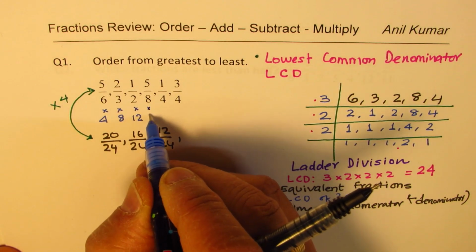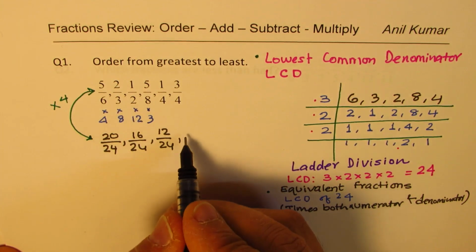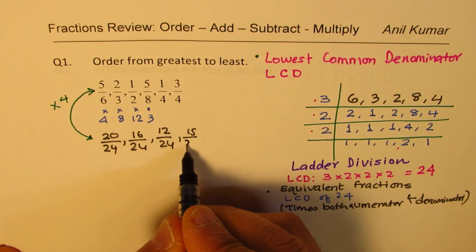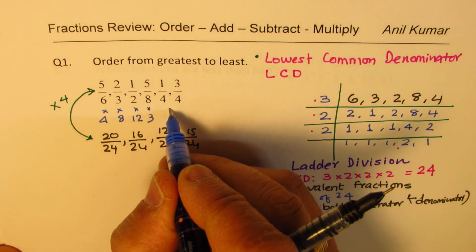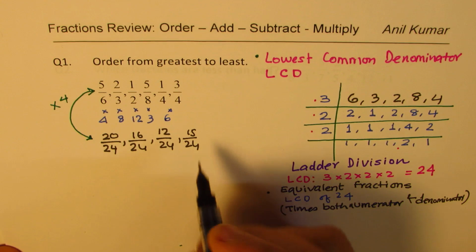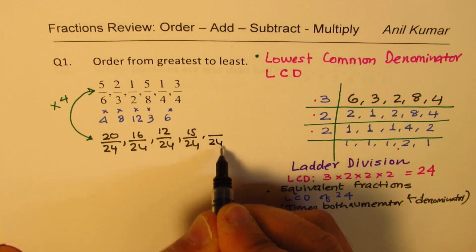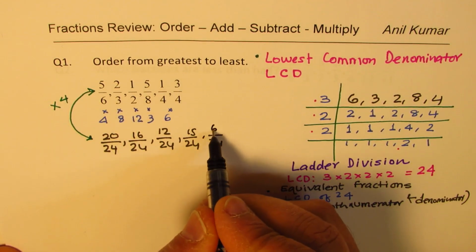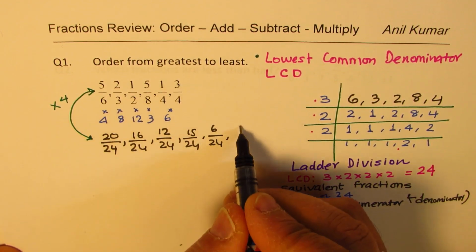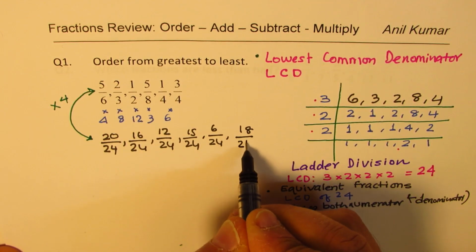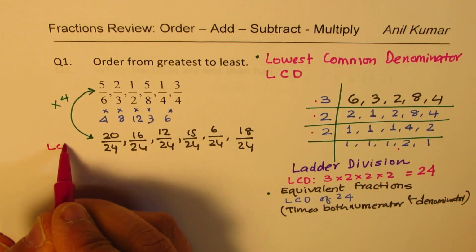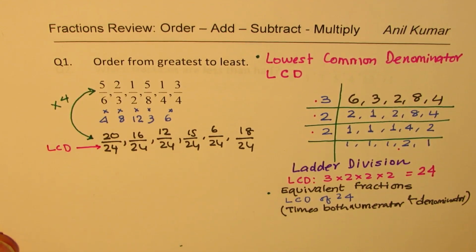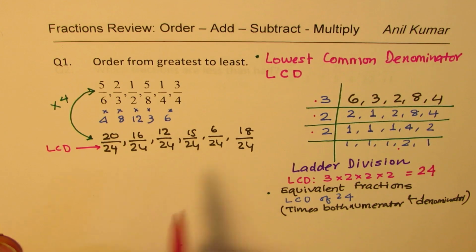8 should be multiplied by 3, right? So 8 should be multiplied by 3. So we get 15. 5 times 3 and 24 is the common denominator. As far as the last two numbers are concerned, we should multiply them by 6. 6 times 4 is 24. So we get 24 in the denominator, and 6 times 1 is 6. For the next one, 6 times 3 is 18, and we get 24. Is that clear? So what you notice here is that we have now achieved the lowest common denominator of 24. Do you see that? It is 24, same base.